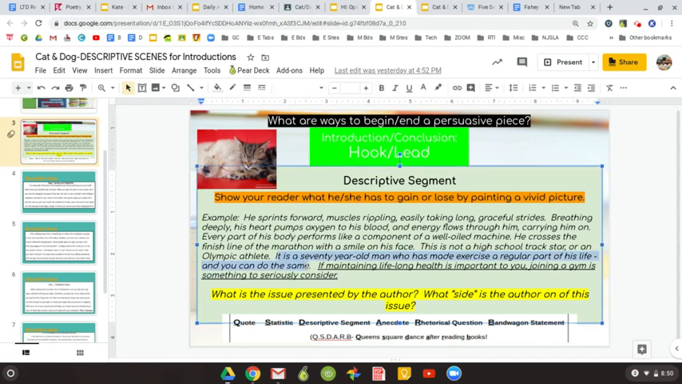So this portion here, it is a 70-year-old man who has made exercise a regular part of his life, and you can do the same. You can consider that an anecdote or a suggestion. You can make it a personal anecdote or you can connect it some sort of bridge sentence. They can vary, but that connects your descriptive scene with your thesis is what we're looking for.